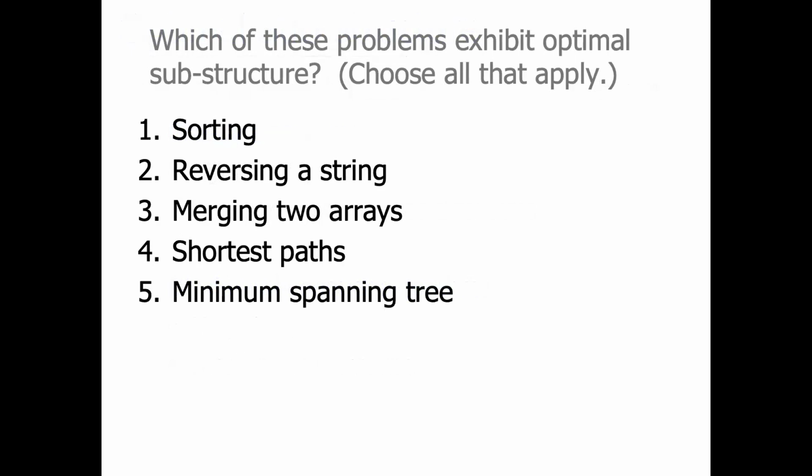Sorting is a classic example of divide and conquer algorithms, where it is nice to sort these arrays if you're able to divide them into two halves and sort each one, right? Reversing a string is also an example that exhibits optimal substructure. Merging two arrays is also a classic divide and conquer. And the shortest path is the same thing: the shortest path from position A to position B consists of shortest paths along that way, a smaller problem of shortest path along that way. For minimum spanning trees, we just talked about this topic in the last lectures. It already exhibits optimal substructure.